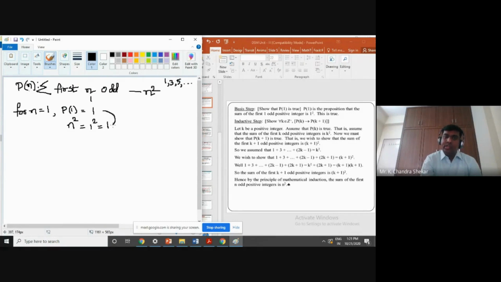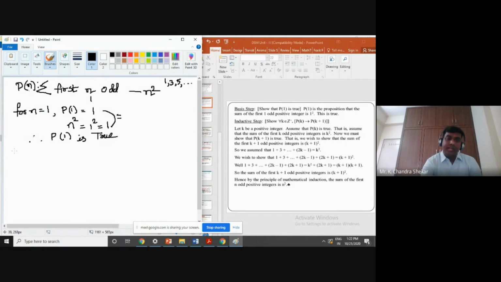So the summation of the first one odd numbers is matching with n square, where n value is considered as 1. So what we'll write here is, therefore we write that p of 1 is true. That is, p of 1 has satisfied the given statements. Okay, so the basic step is completed.